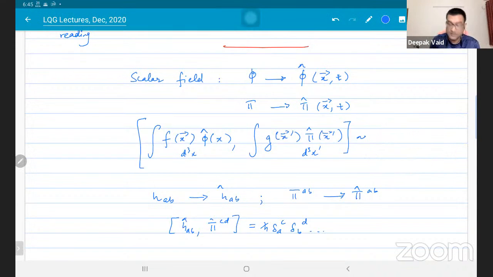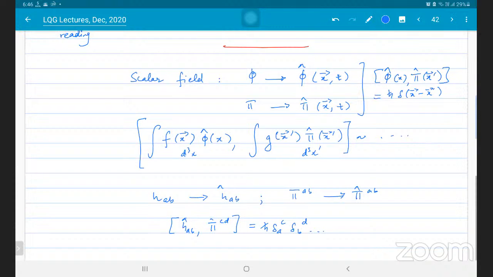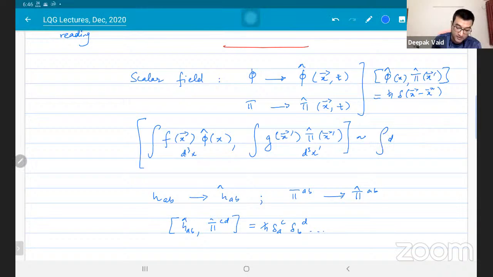Right. I guess it won't. Well, I don't know. It'll give you something. You can work out the exact expression. You start with this phi of x, and then phi of x prime, and you say that this is equal to h bar delta x minus x prime. Then you can work it out and see what you get. Okay. So I'll leave that to you. You'll get something like integral d cubed x f x g x, something like that, right?